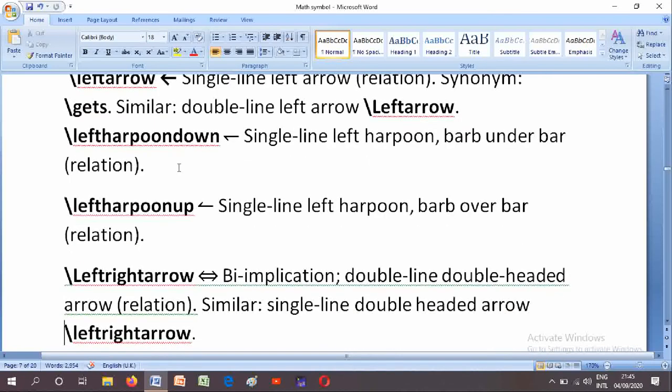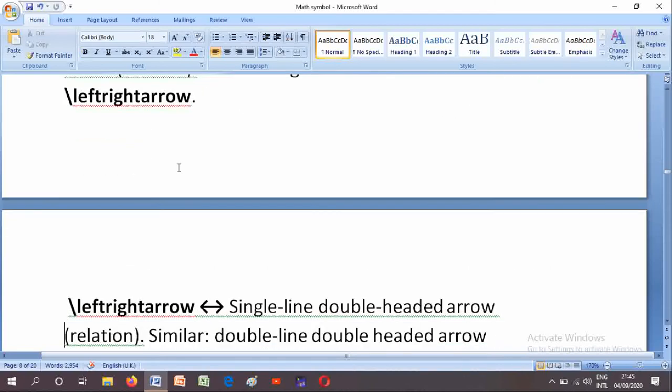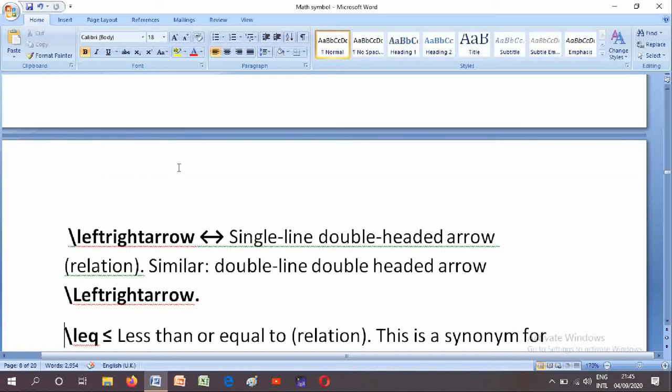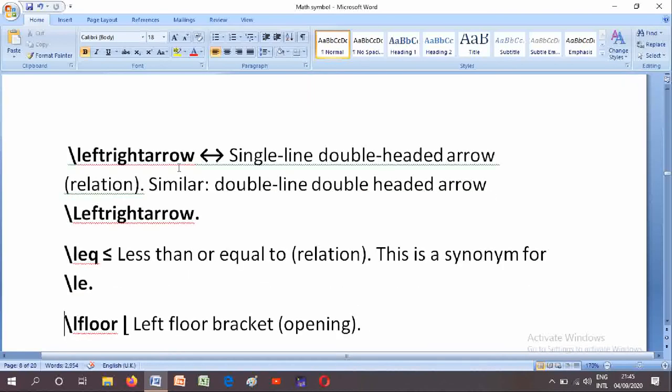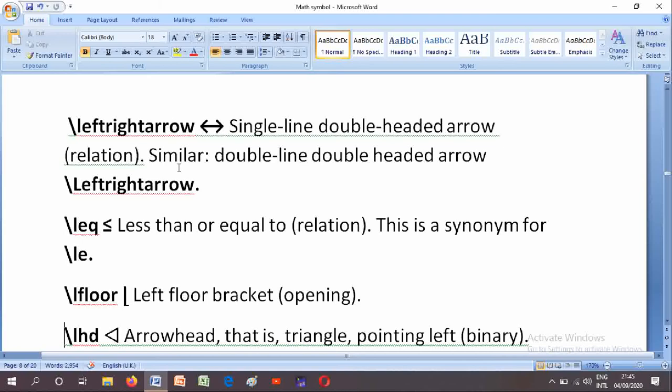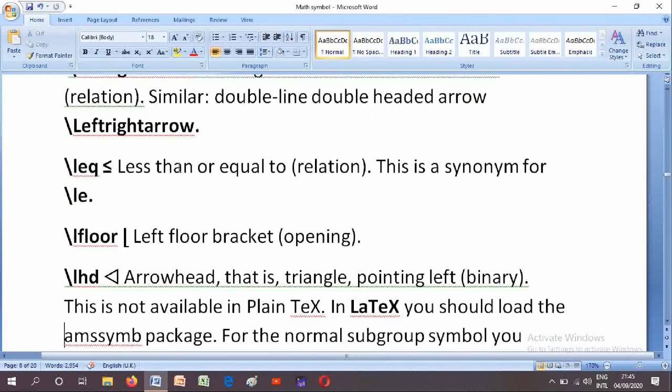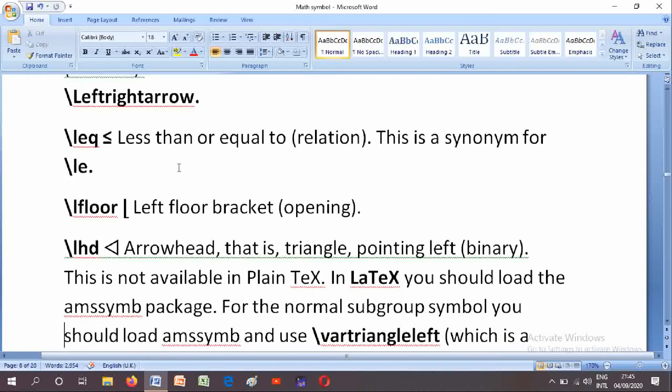\leftrightarrow, implication, double line double-headed arrow, relation, similarly single line double-headed arrow is \leftrightarrow and \Leftrightarrow, single line double-headed arrow, relation, similarly double line double-headed arrow is capital L \Leftrightarrow. \leftrightarrow, \lfloor, left floor bracket, and \lhd, arrowhead, that is triangle pointing left, boundary.